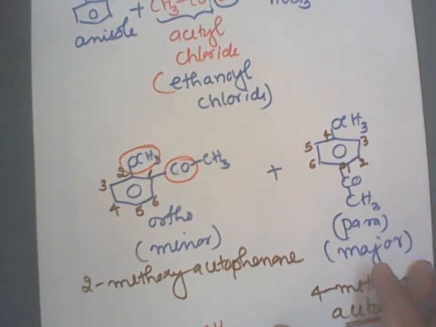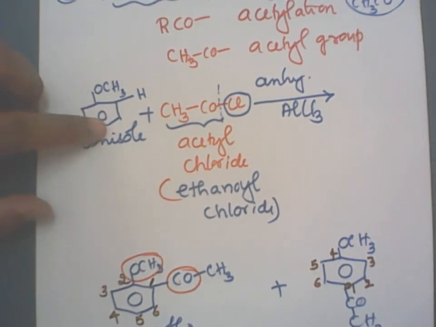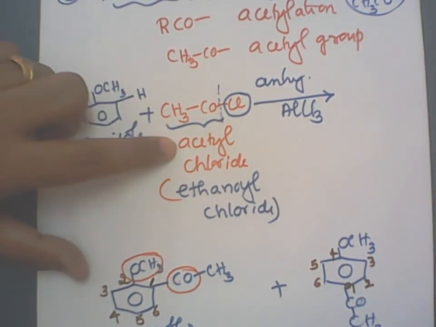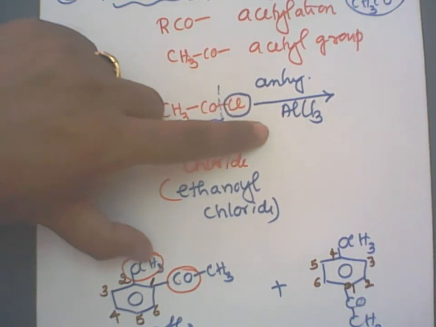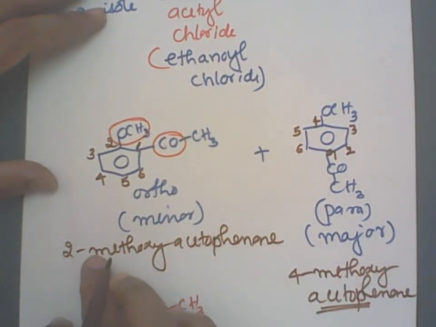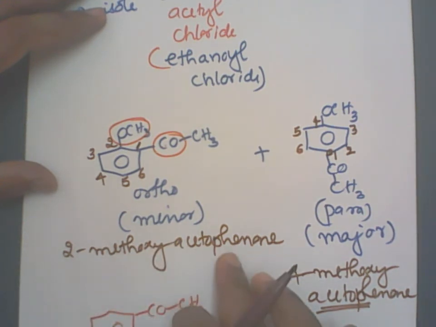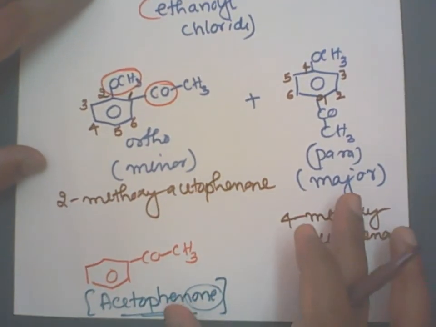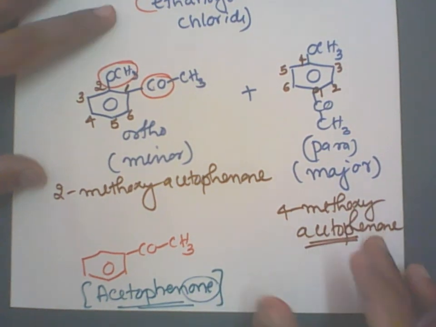So, in this video, we have studied the Friedel-Crafts reaction, two in number. One is the alkylation, the other one the acylation. Anisole reacts with acetyl chloride in the presence of anhydrous aluminium chloride to give ortho and para products. The ortho product is 2-methoxyacetophenone and the major product is the para-methoxyacetophenone.